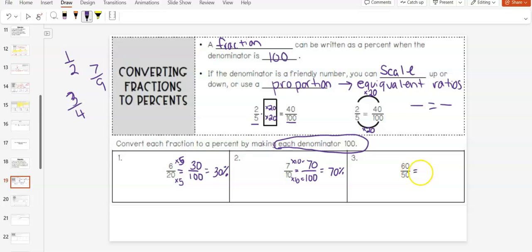And then the last one, 50 equals what over 100? 50 times 2 is 100. So 60 times 2 makes 120. So that is going to be 120%.